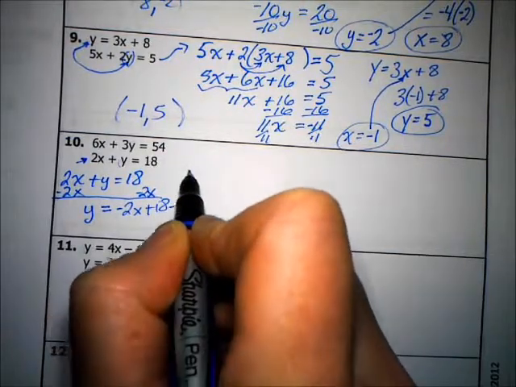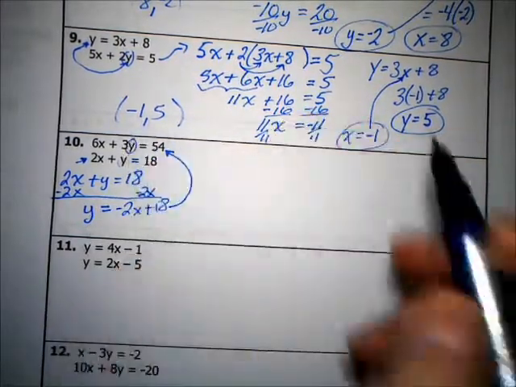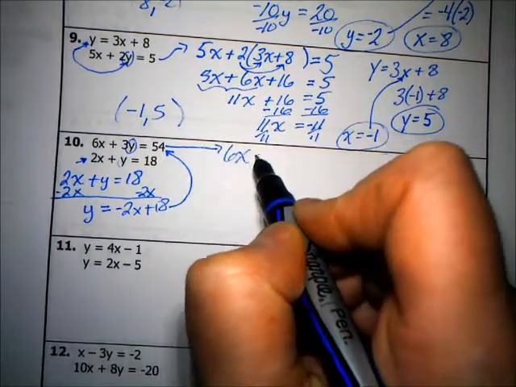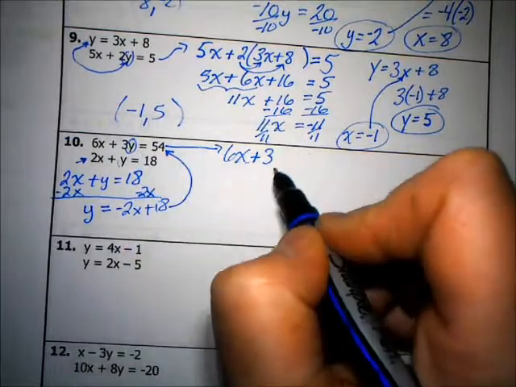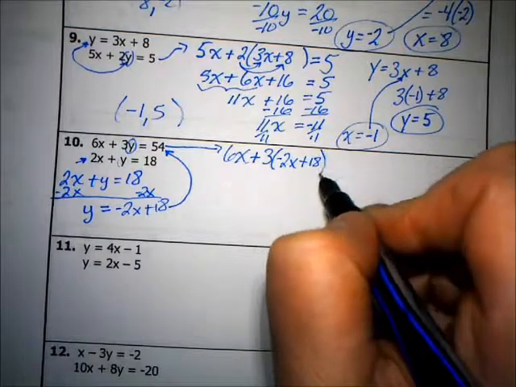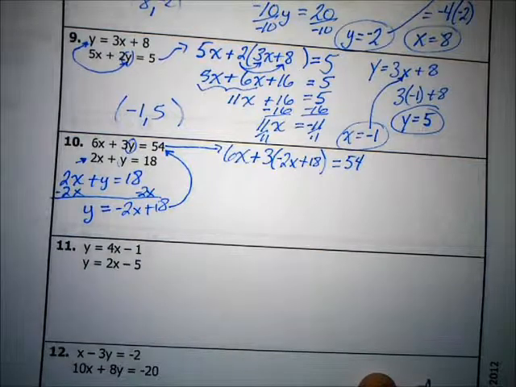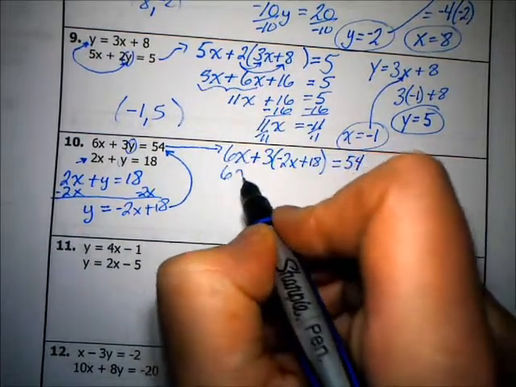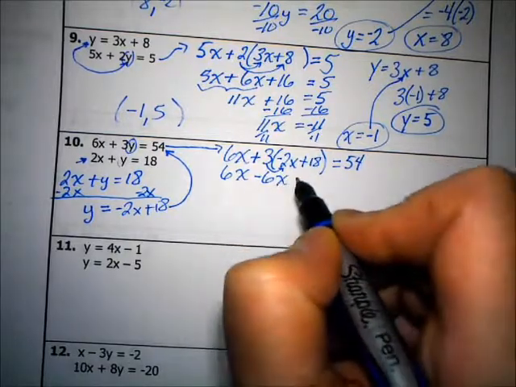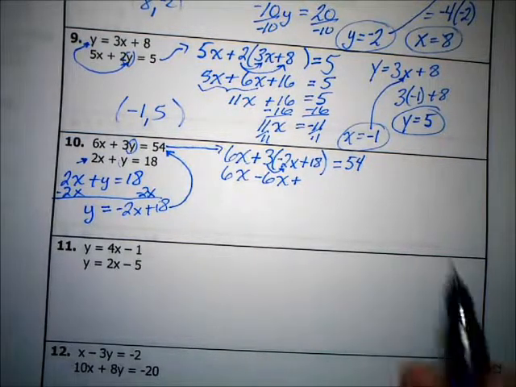And this is the one I'm going to take and plug into the first equation. And I'm substituting it for the y. So to rewrite my equation, I'm going to have 6x plus 3, and now replace the new equation, and it has to equal 54. So I have 6x, and then 3 times negative 2 is a negative 6x, plus 3 times 18, and that appears to be 54.